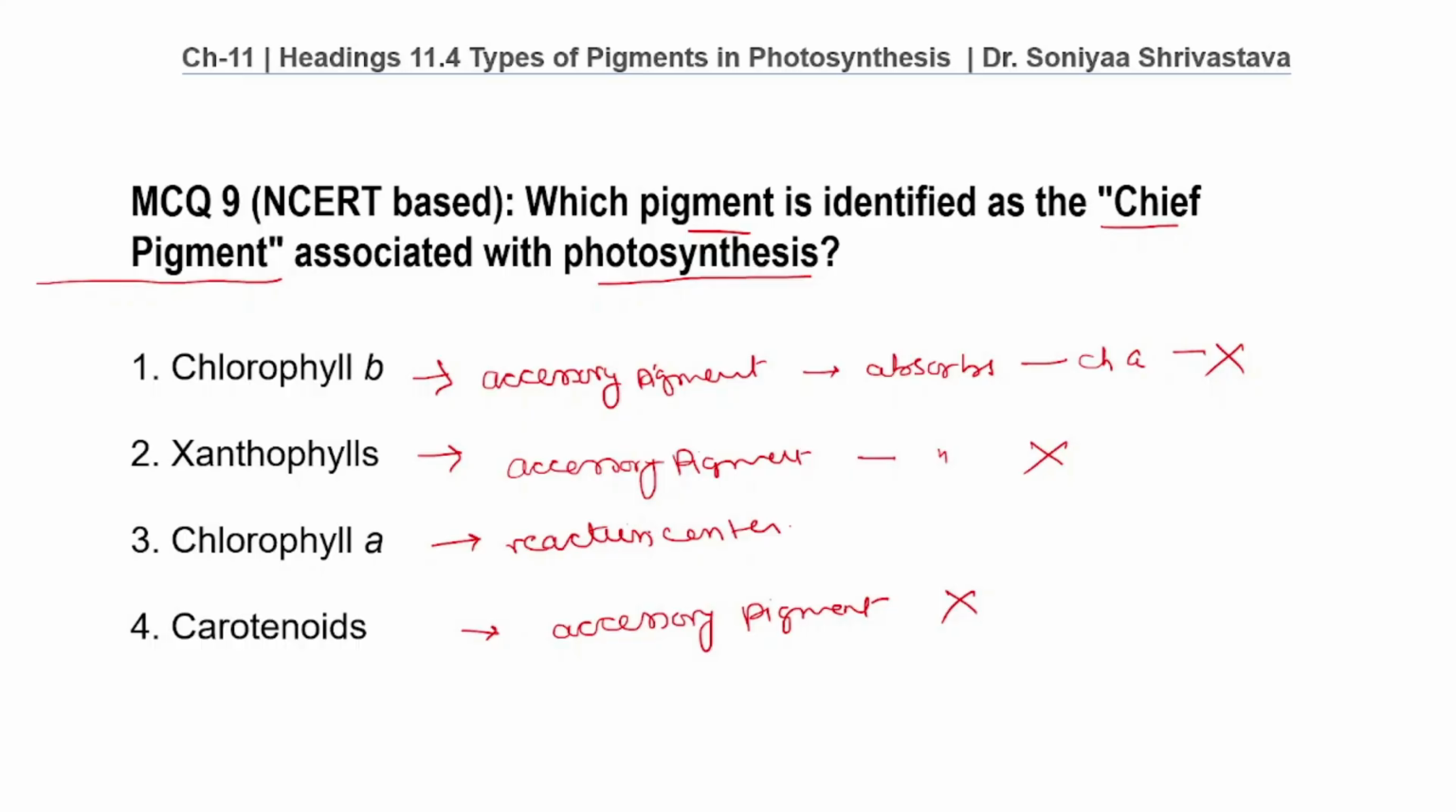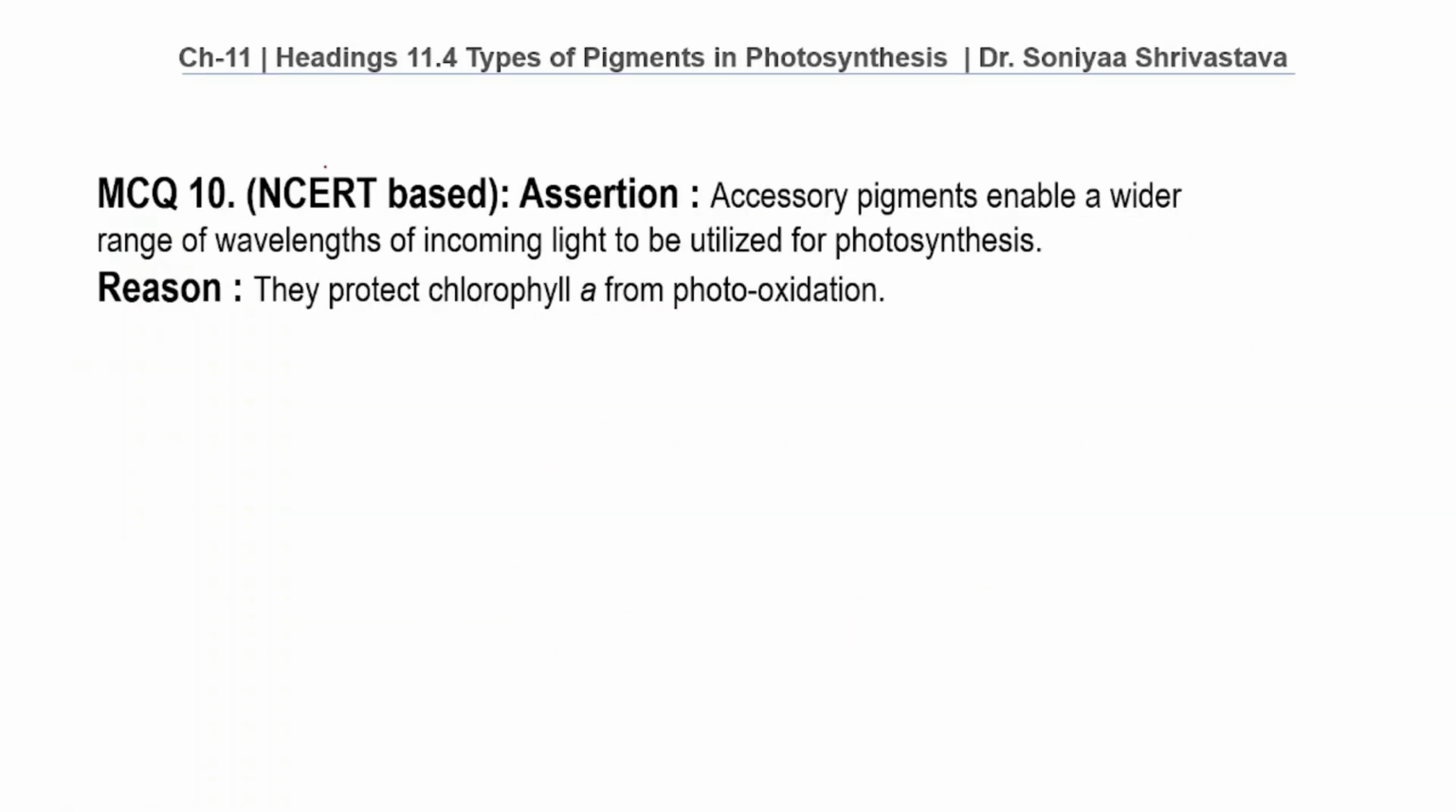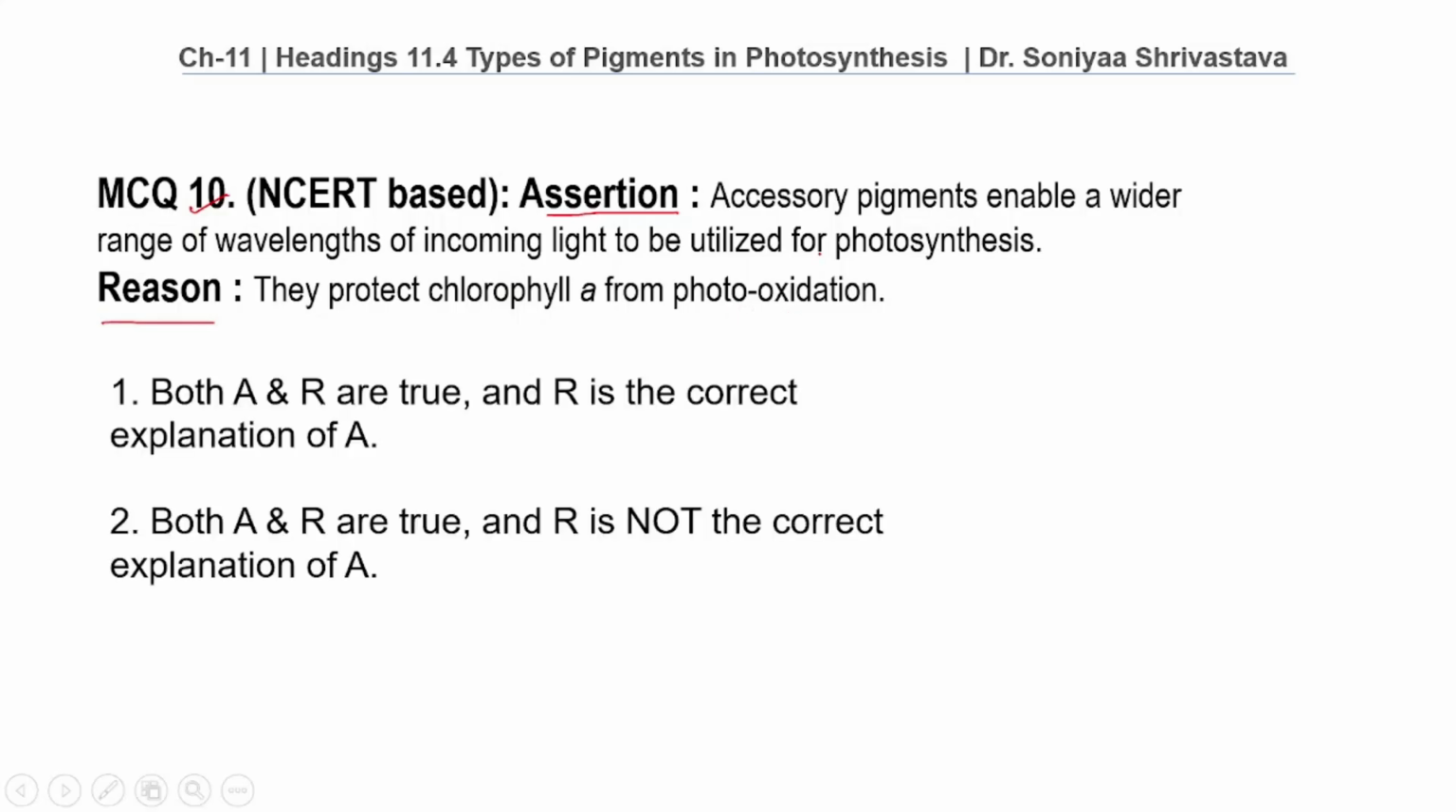Chlorophyll A is the primary photosynthetic pigment and forms the reaction center of both photosystems. It directly participates in the light reaction. Therefore, chlorophyll A is the chief pigment, and this is our answer. Moving on to MCQ number 10, which is assertion reason based. What is assertion given here? Accessory pigments enable a wider range of wavelengths of incoming light to be utilized for photosynthesis. What is reason given here? They protect chlorophyll A from photooxidation. Before coming to the options, let's see our concept.